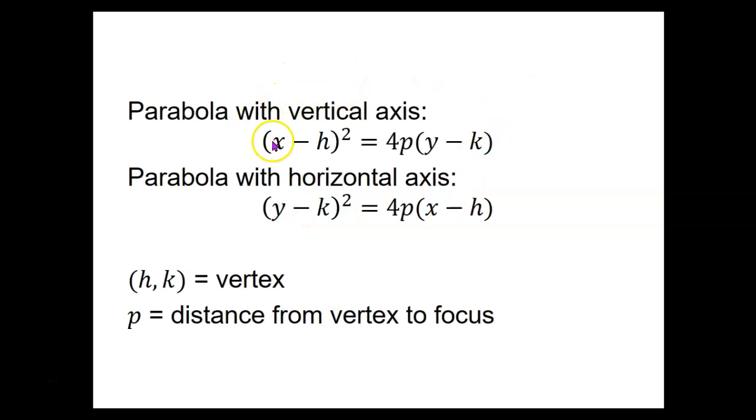So in general, for any parabola where the vertex could be any point h, k, the equation can be written x minus h squared equals 4p times y minus k, with possibly a negative sign there if you want it to open down instead of up, or y minus k squared equals 4p times x minus h, again with possibly a minus if you want it to open left instead of right.